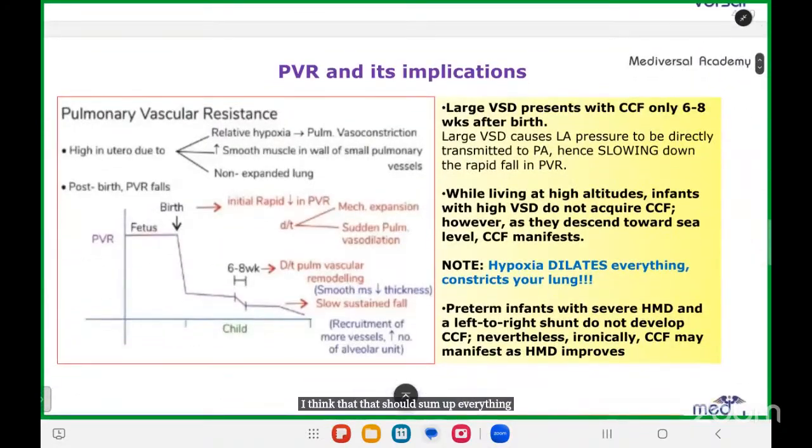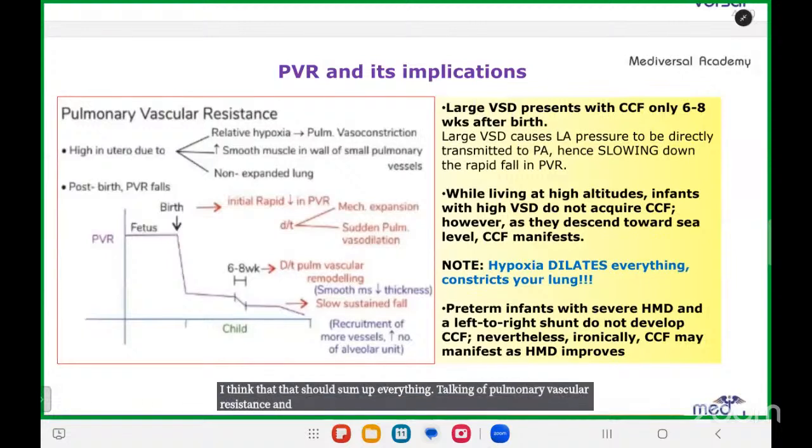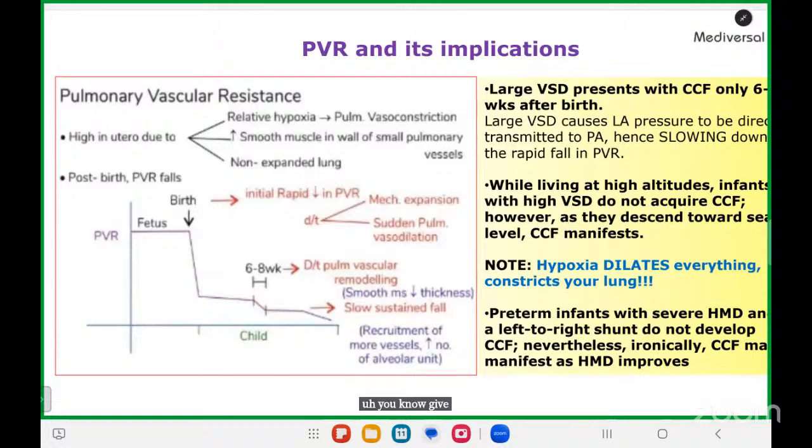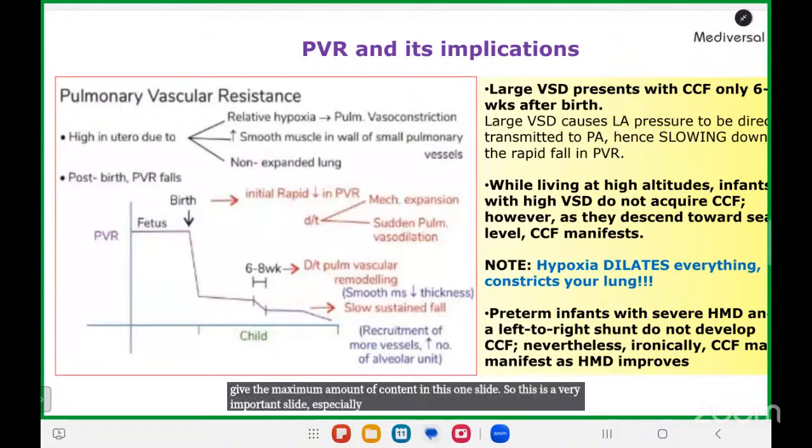Talking of pulmonary vascular resistance and its implications, this is the graph which is so important. It's actually a one page that is given in Nelson. I tried to simplify things and bring it here in form of a graph, and give the maximum amount of content in this one slide. So this is a very important slide, especially for the ones who are doing the residency.